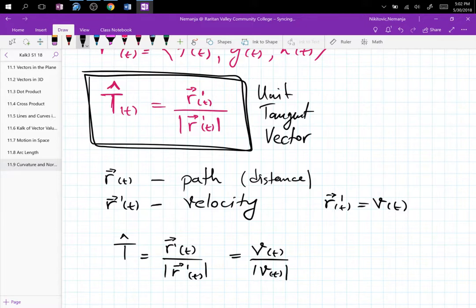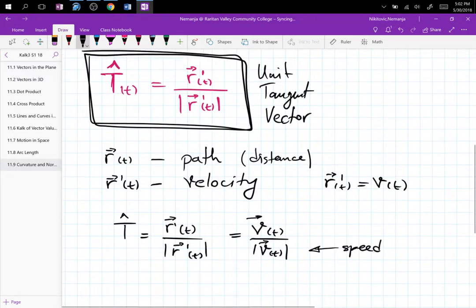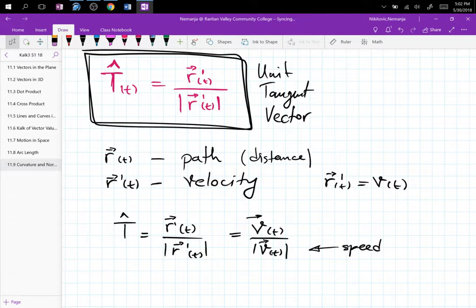And we know that the magnitude of v of t is what? Very good. So when you take the velocity and you divide it by the speed, all you get is the direction in which you are going. That's basically what it means. So you can think of the unit tangent vector either in terms of r's or in terms of v's, whatever makes you happy.